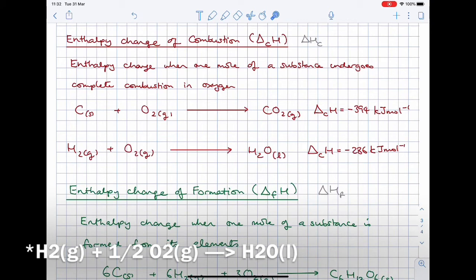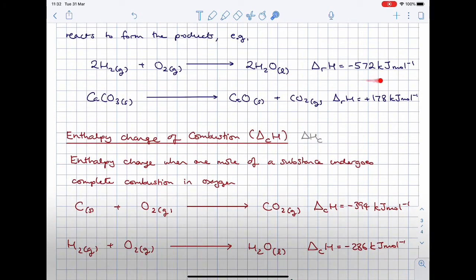Notice that this equation is very similar to the one I've shown earlier, whereas that is the enthalpy of reaction for that equation. This underneath here is written for 1 mole of hydrogen burning. So this is showing the enthalpy change for the burning of 1 mole of a substance. So this is the enthalpy of combustion of hydrogen.